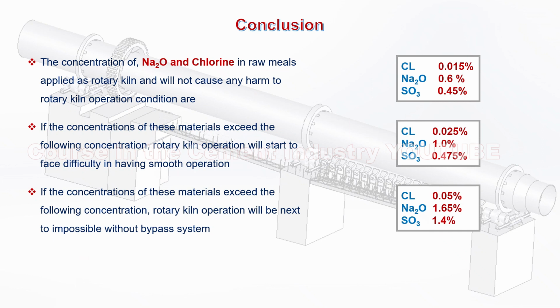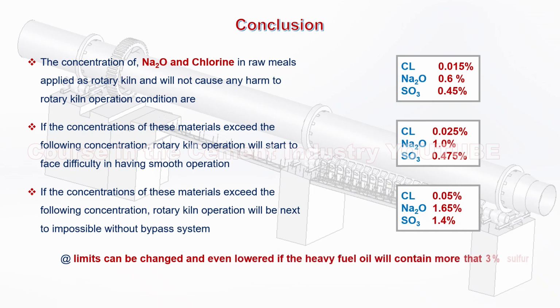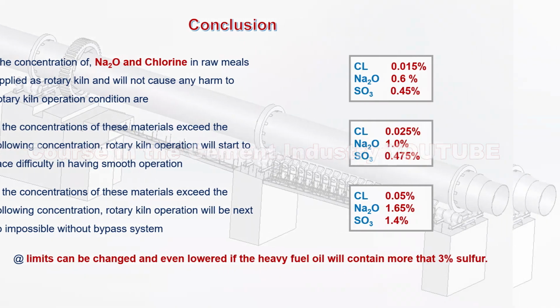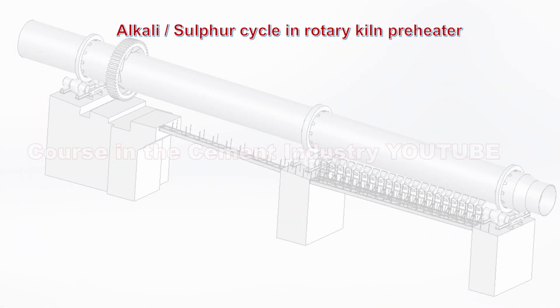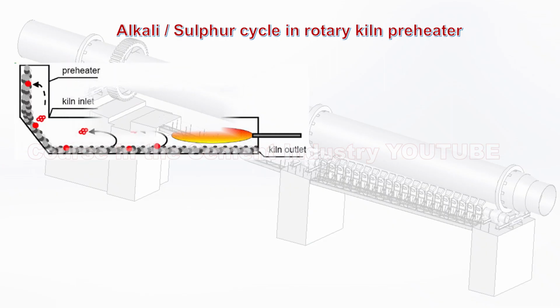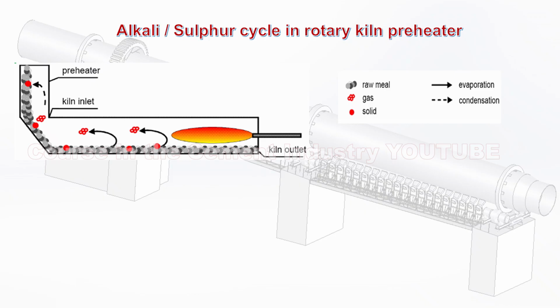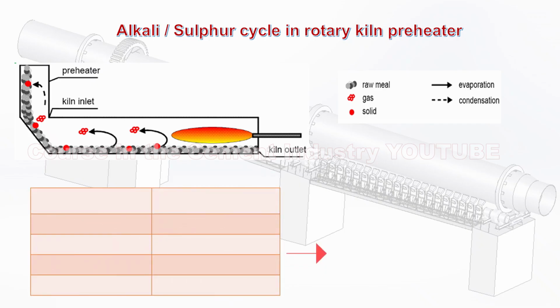Important note: limits can be changed and even lowered if the heavy fuel oil contains more than 3% sulfur. Alkali and sulfur cycle in rotary kiln preheater. See in this picture the paths of both: 1. Rawmill. 2. Gas. 3. Solid. See in this table and picture.